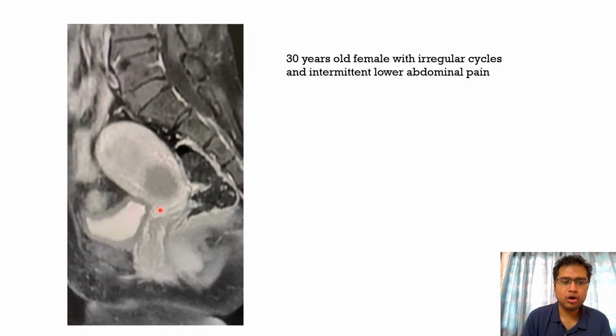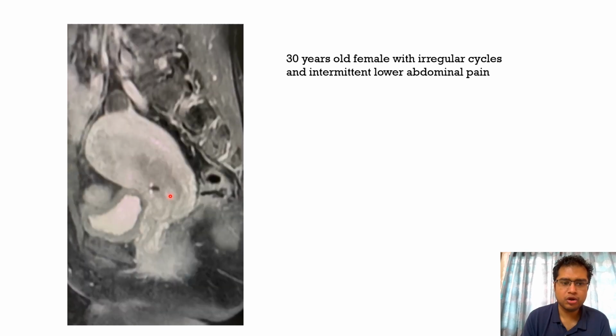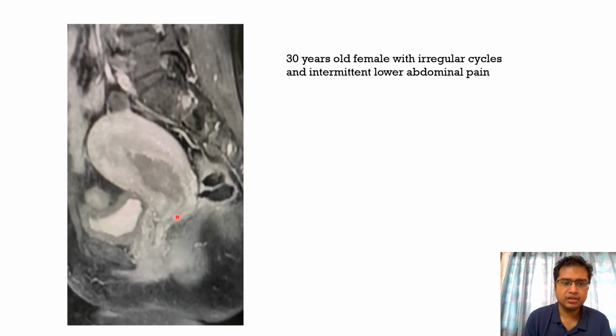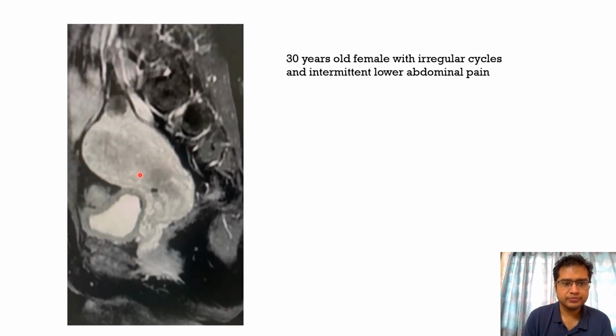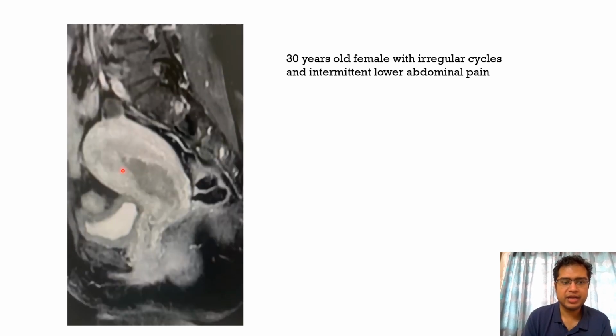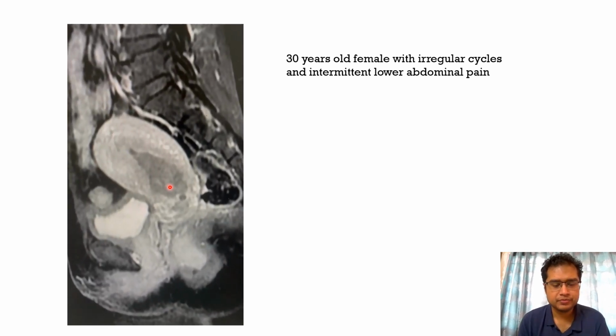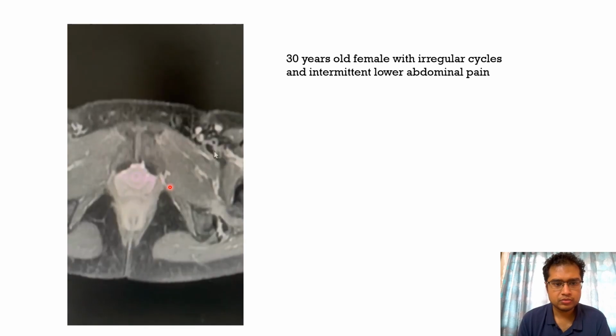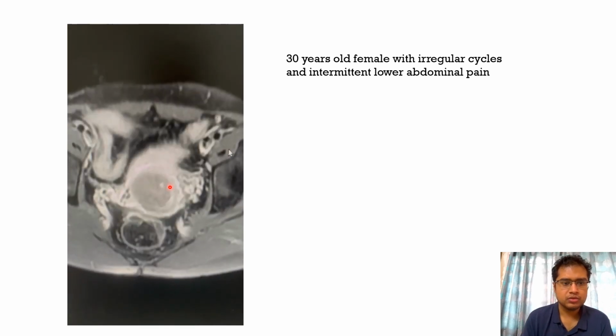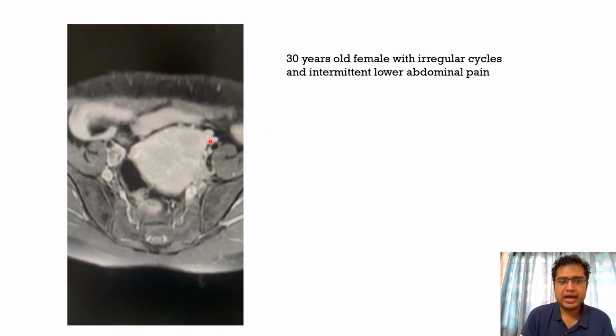These are the T1 post-contrast images, where there is subtle post-contrast enhancement seen in the mass, and it is seen arising from the anterior myometrium. These are the axial T1 post-contrast images.